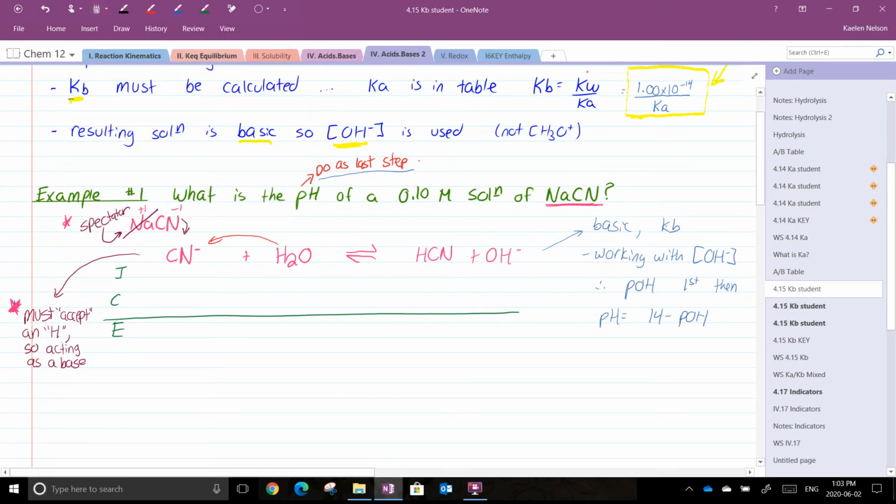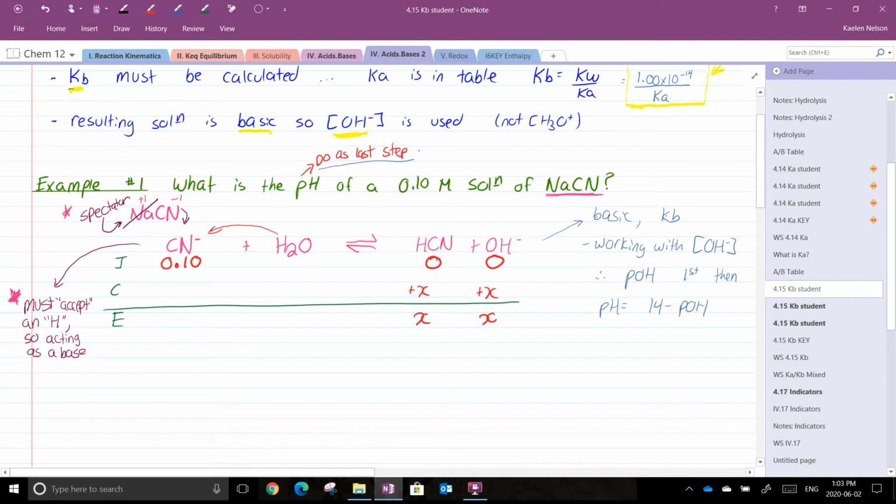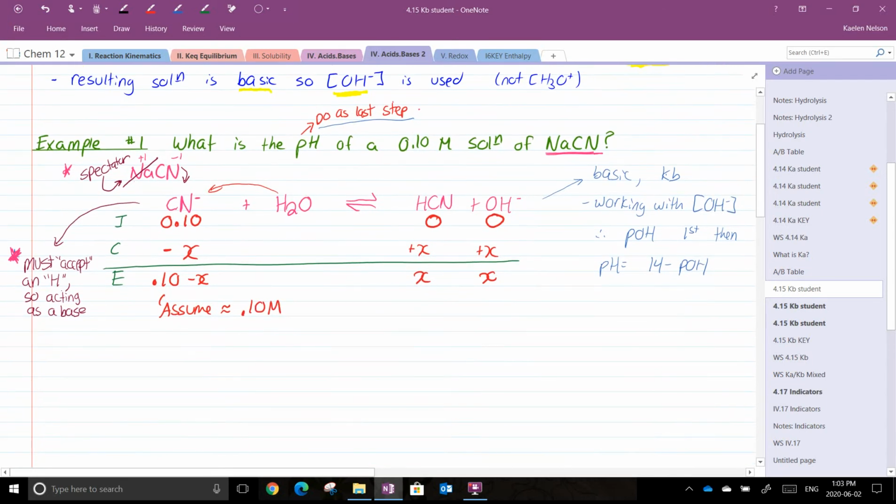Okay, now filling in our ICE table. We started with 0.1 molar, so that's my initial here. Same rule applies. Make sure your zeros go in your initial line. That's all the info I have in this question. So this will be x and plus x. These will also be x, 1 to 1, and then on this side I have minus x, and this will become 0.1 minus x. Again we'll make the assumption like we did in the last one. We're going to assume this is approximately equal to 0.10 molar. That way we don't need to worry about getting a quadratic.